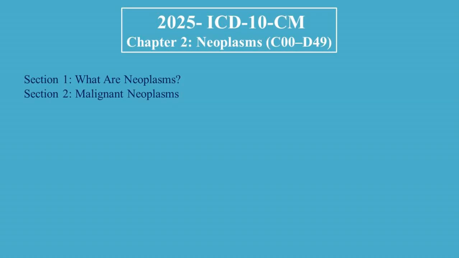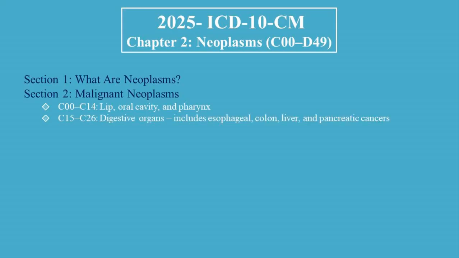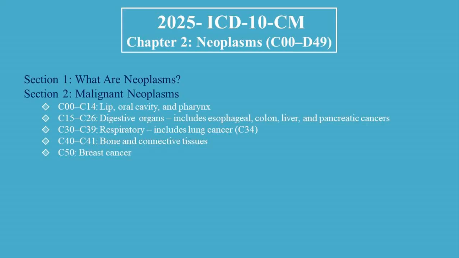Section 2. Malignant neoplasms. Let's break down malignant neoplasms, which are the most commonly coded. C00 to C14, lip, oral cavity, and pharynx. C15 to C26, digestive organs, includes esophageal, colon, liver, and pancreatic cancers. C30 to C39, respiratory, includes lung cancer, C34. C40 to C41, bone and connective tissues.